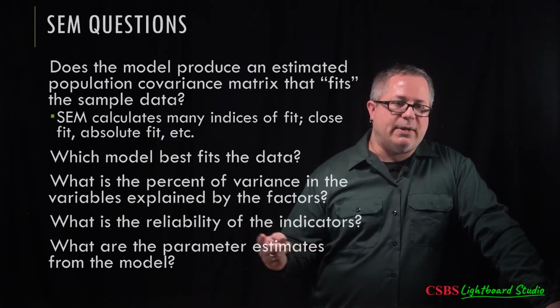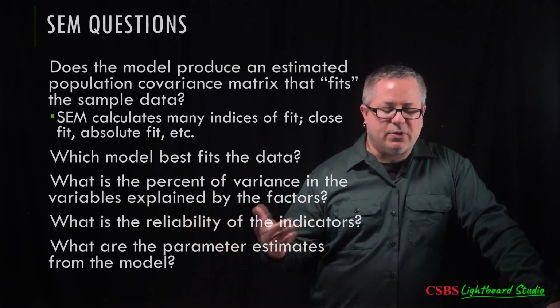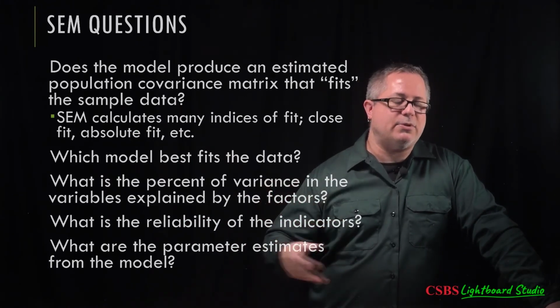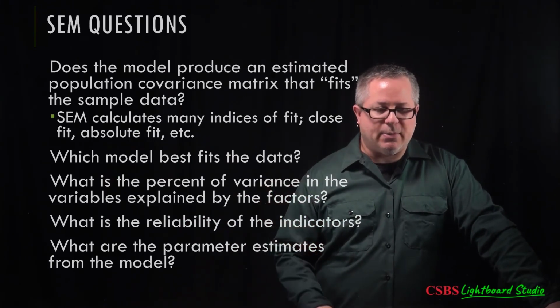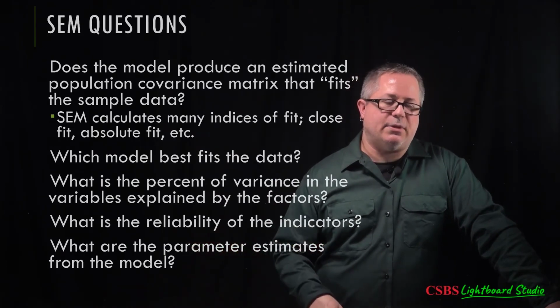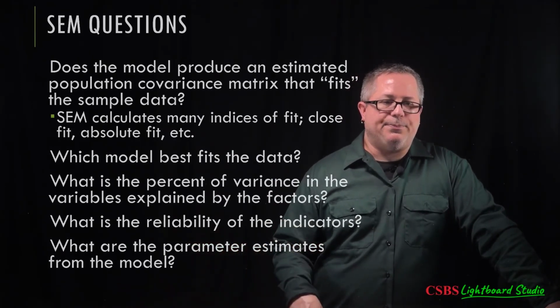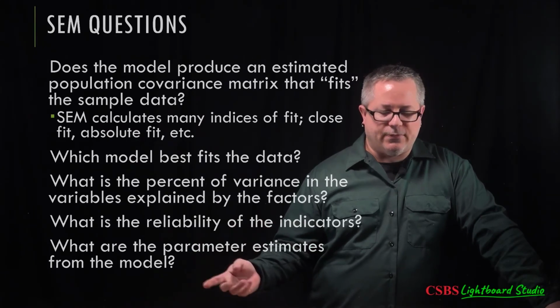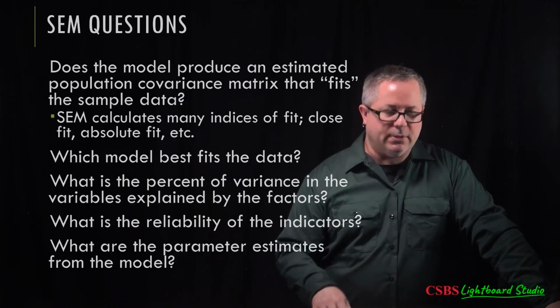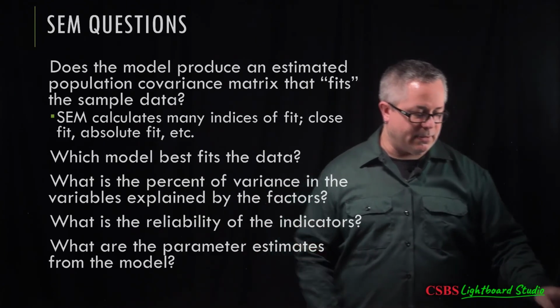What's the percent of the variance in the variables explained by the factors? We can start looking at how much communality, how much of these items are actually being explained by the factors. How reliable are the indicators at measuring the factor? What are the parameter estimates from the model that we can publish and put out there as the population estimates we got from our analysis?